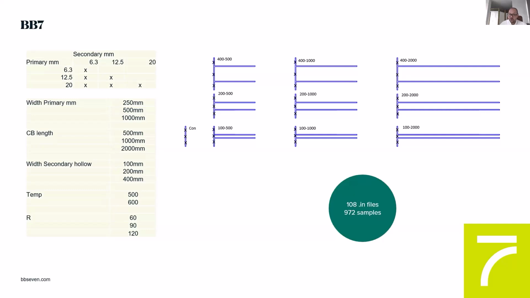So in the end, we wound up with 108 infiles and 972 samples to investigate. Too much for a human to do quickly. So I'm very fortunate that my team was able to write some Python code to automate changing the material properties, creating the infiles, and also extracting the data from all of those infiles so we could analyze them. So thank you, Juan Martinez, for your hard work on that, who will be presenting next as well.